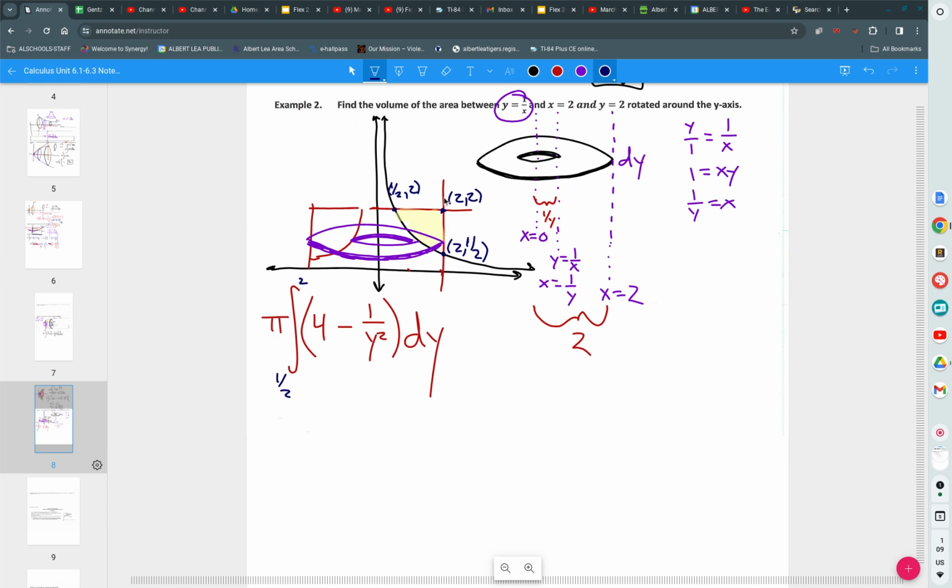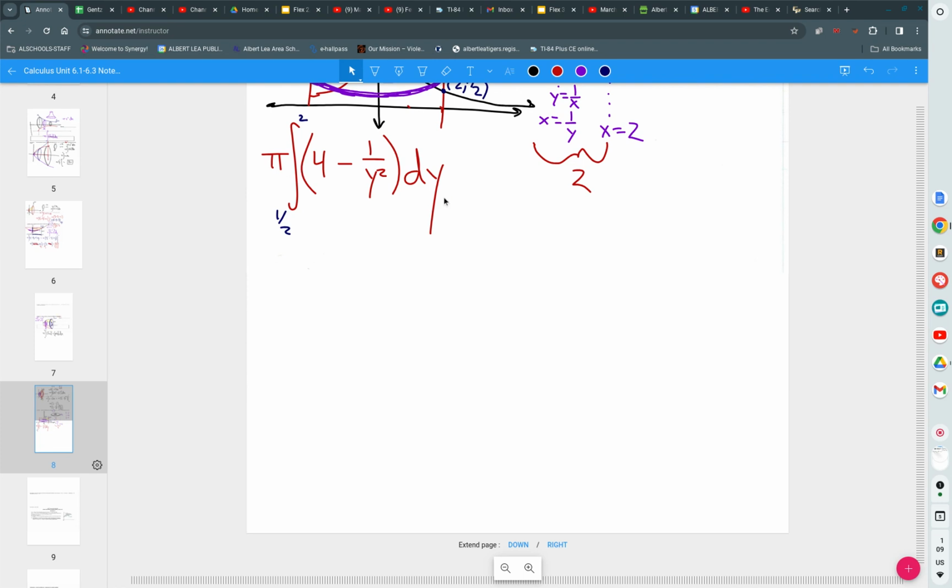Don't get confused with how you revolved it. Okay? That's our shape. That's what we're going to integrate. Fortunately, we're really good at integration. No big deal for us. We take the antiderivative. What is the antiderivative of 4? 4y. What is the antiderivative of 1 over y squared? We're just going to have positive 1 over y. Does everybody see where we get that?